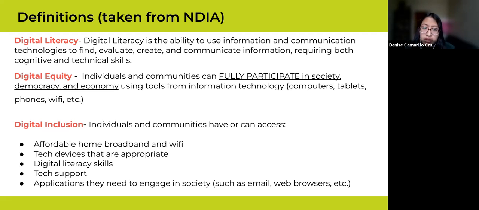And the last definition that I have for you all is digital inclusion, which is the state when individuals and communities have or can access things like affordable home broadband and Wi-Fi, and appropriate tech devices. And I mention appropriate because some tech devices are better to use in certain situations than others. When things moved online, a lot of our English as a second language courses moved online, and most of our students only use their cell phones. In reality, it's much better to attend the class on your computer because you can do more things on the computer. So that is an example of appropriate tech devices.